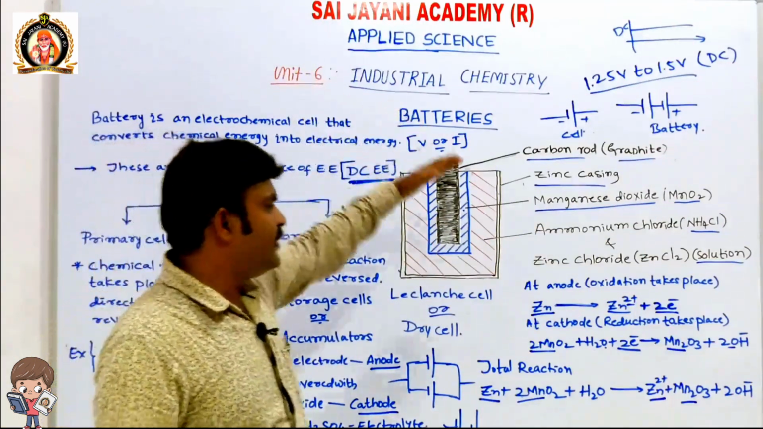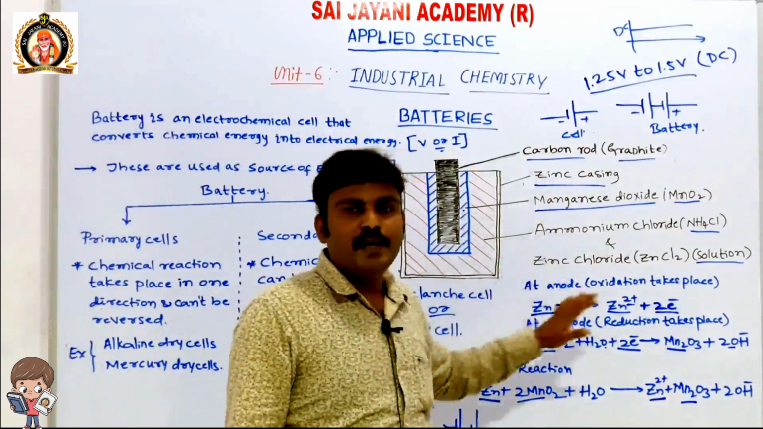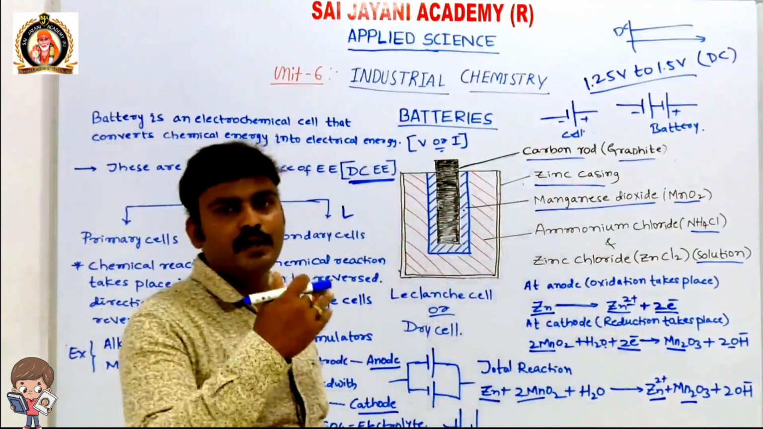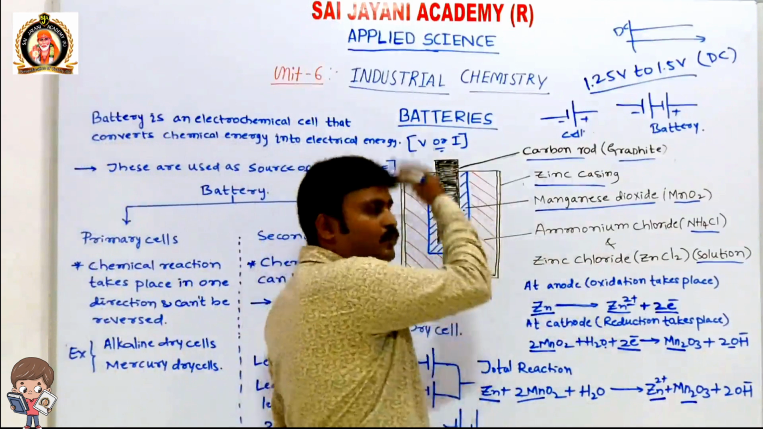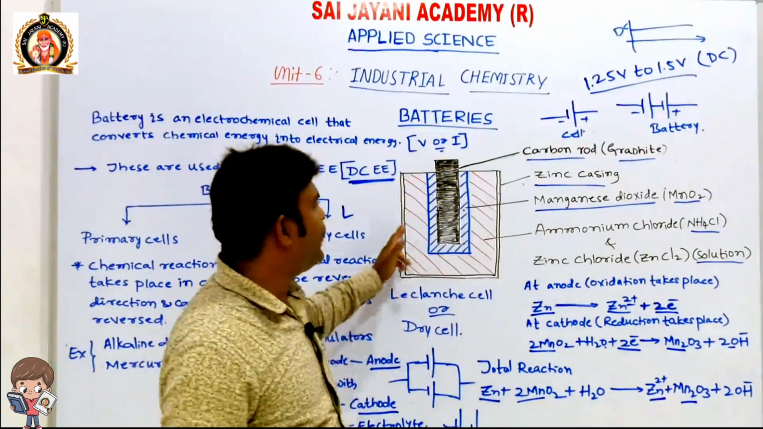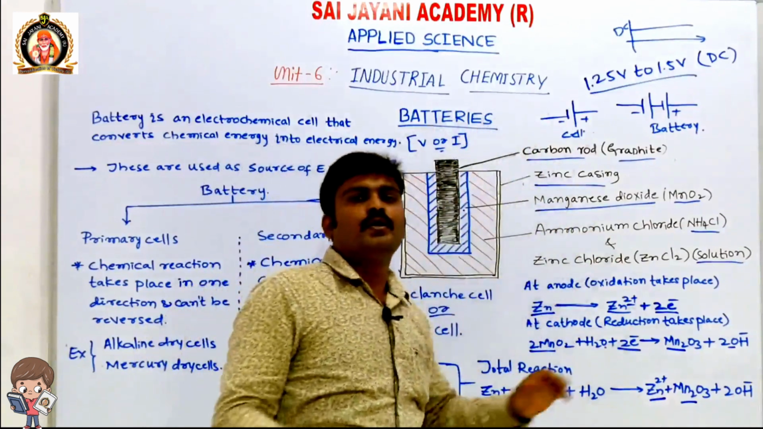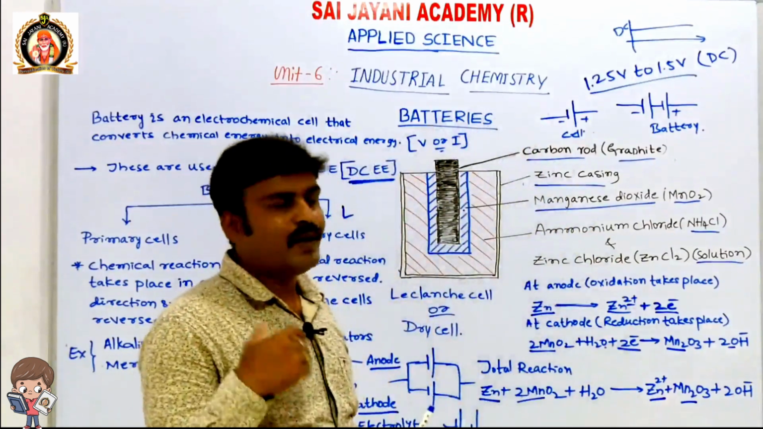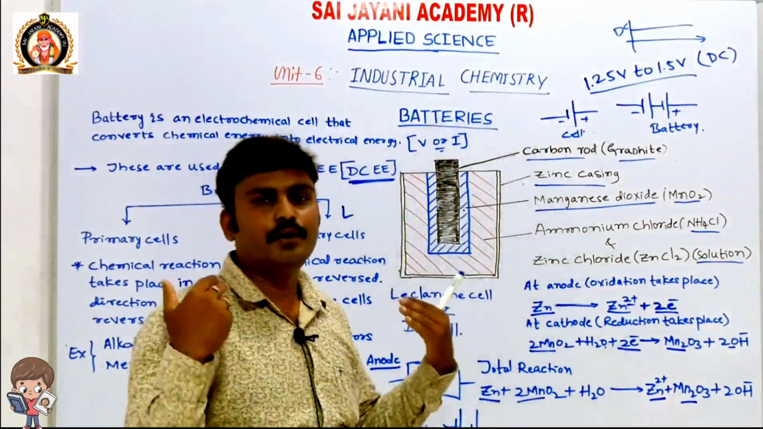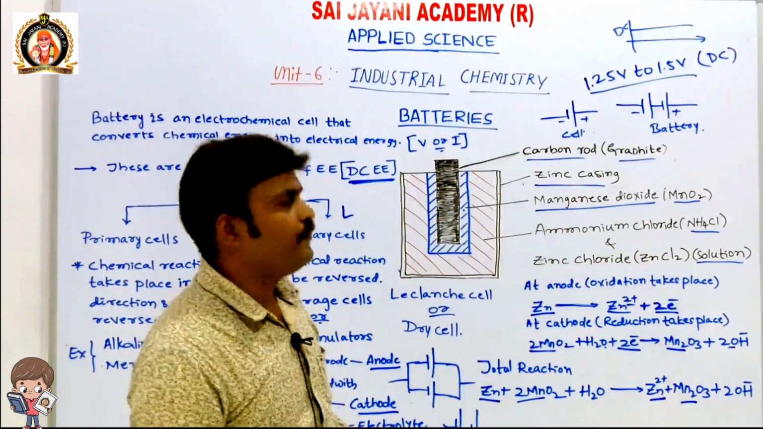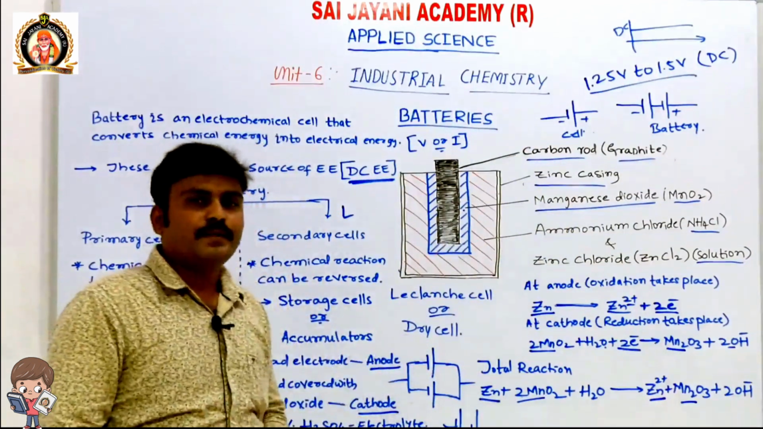Since electrons are liberated in these chemical reactions, those electrons move within the battery, and if you connect a load, current will pass through it. So chemical energy is converted into electrical energy. So this is about the batteries.